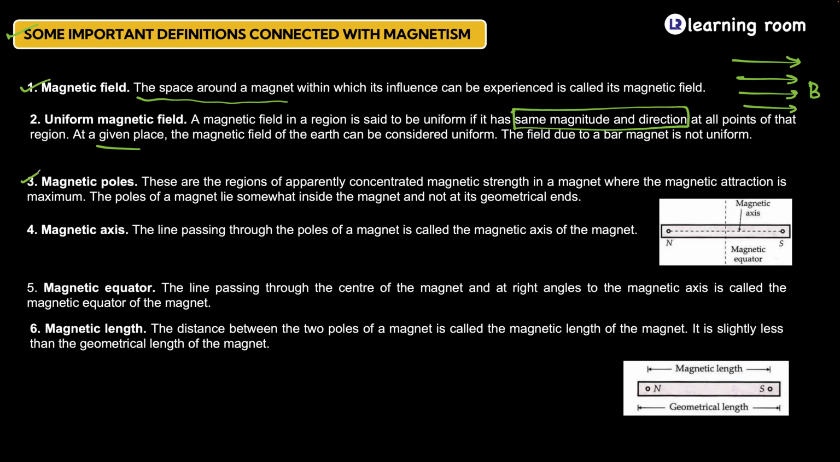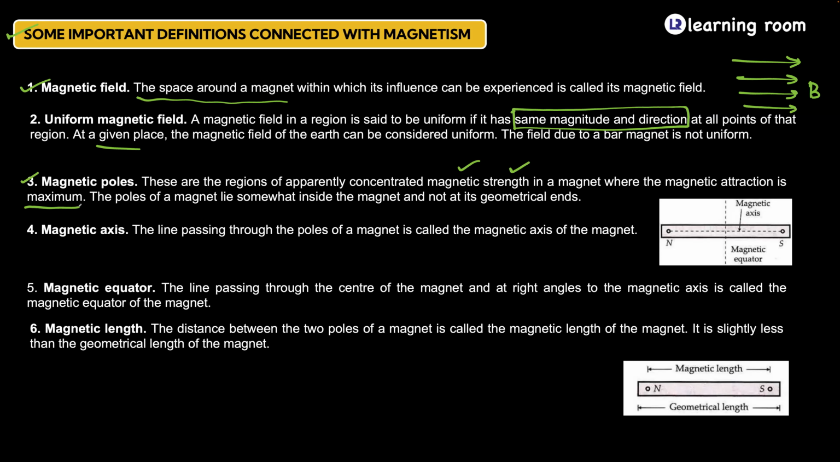The third important point is magnetic poles. What are the magnetic poles that we know? A magnet has a north and a south pole, right? These are the regions of apparently concentrated magnetic strength in a magnet, where the magnetic attraction is going to be maximum. It is the place in a magnet where the magnetic attraction is maximum.